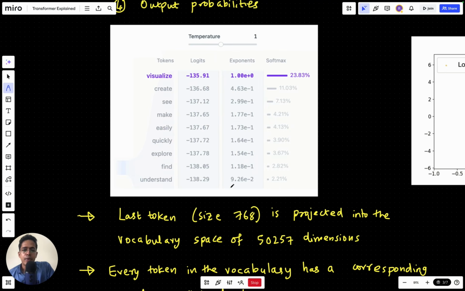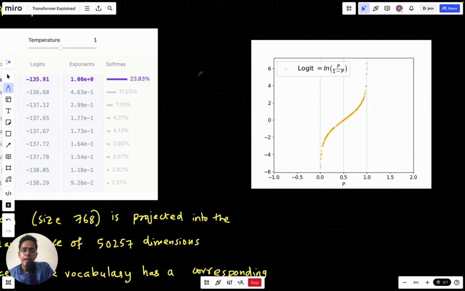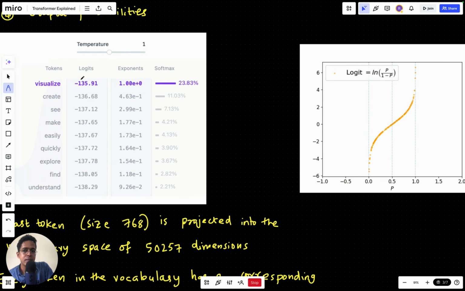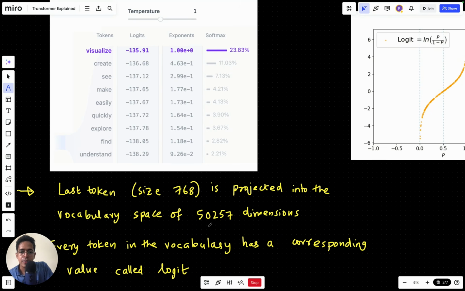So first, something called logits is created. A logit is nothing but, if a probability is given as the input, which means the input is between 0 and 1, logit will convert that into a range from -infinity to +infinity. And that's why you can see that there are large negative values here, and there might also be large positive values. We are not showing all the words here because there are 50,257 words in the vocabulary. You can only see a handful of words here.